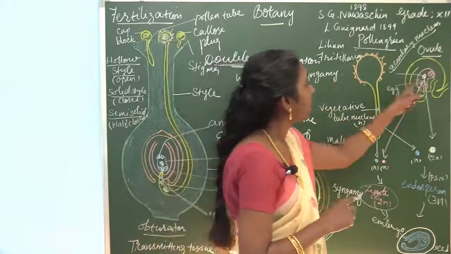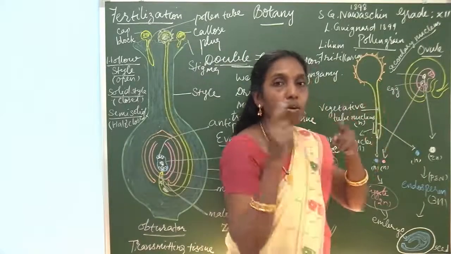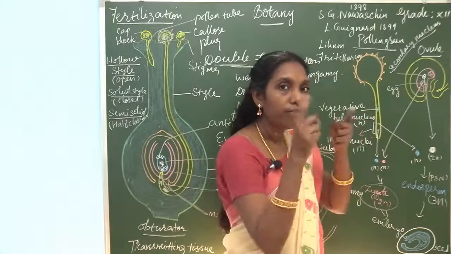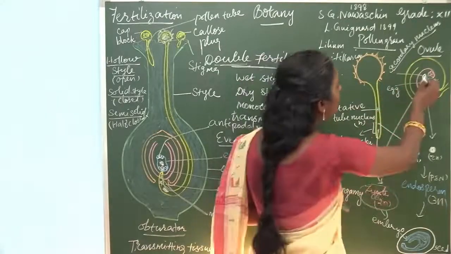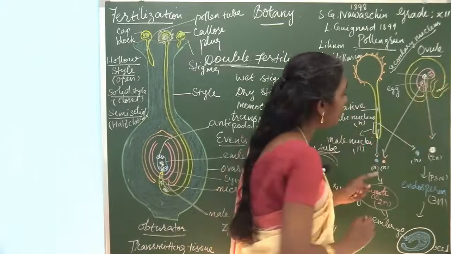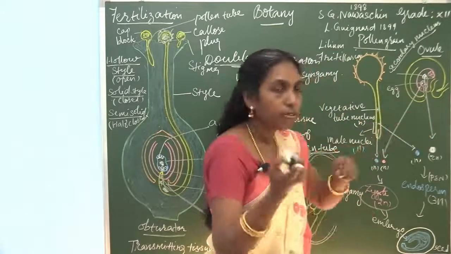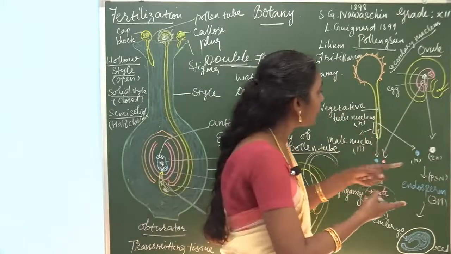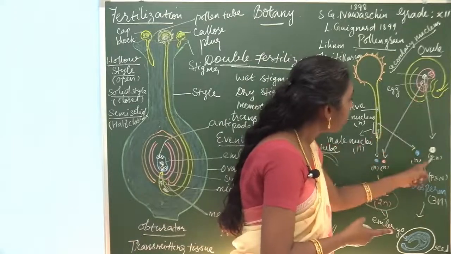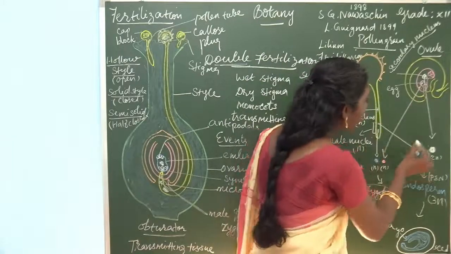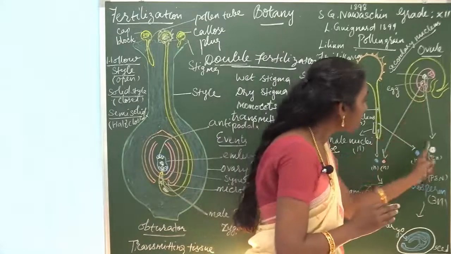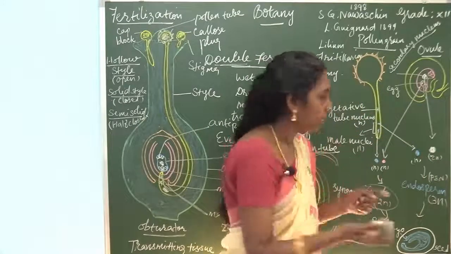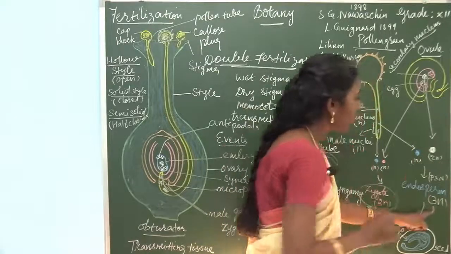Already there is a fusion of the polar nuclei, which forms the secondary nucleus. So one fusion has already taken place. Now this secondary nucleus is 2n. So the next male gamete fuses with this secondary nucleus. One of the male gametes, that is n, haploid, fuses with the secondary nucleus, that is 2n. So n plus 2n is 3n.